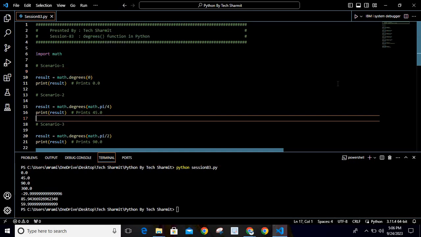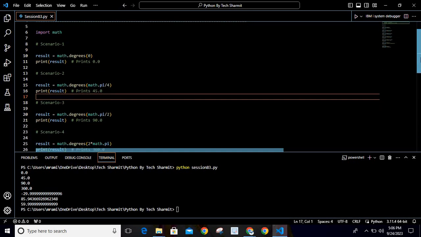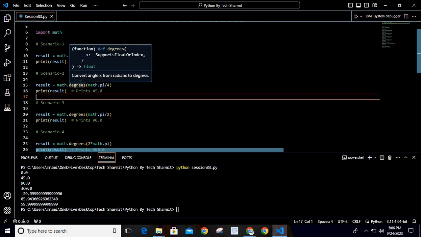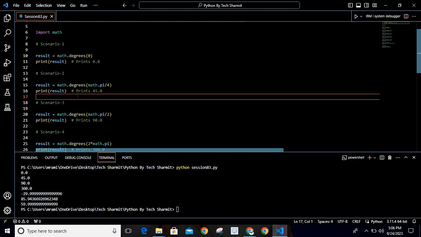Now focus on the second scenario. In the second scenario, we are also using another function of the math module, which is math.pi. Basically pi is the function and math is the module from which we are fetching this function. It will return the value of pi. So for the second scenario, we are dividing the pi value by 4, and whatever output it returns will be considered as radians, and then we are calculating the equivalent degrees for the same. So the output you can see here is 45.